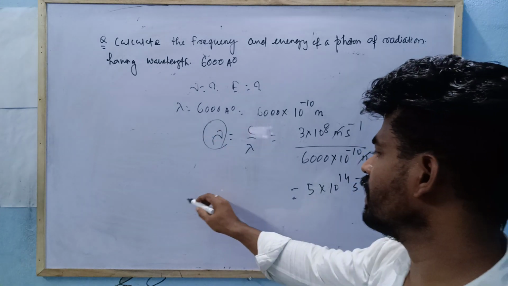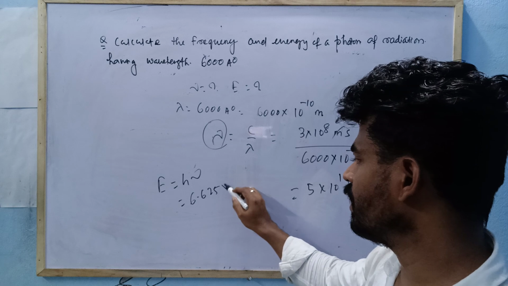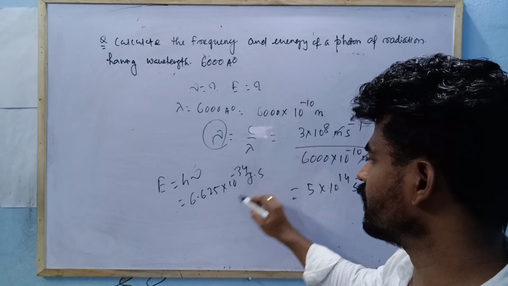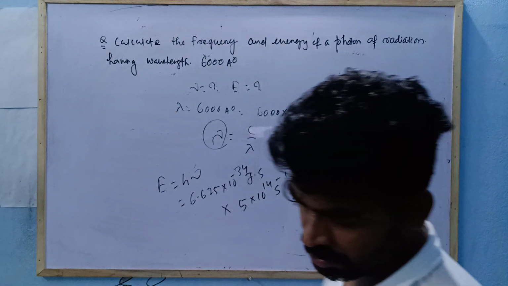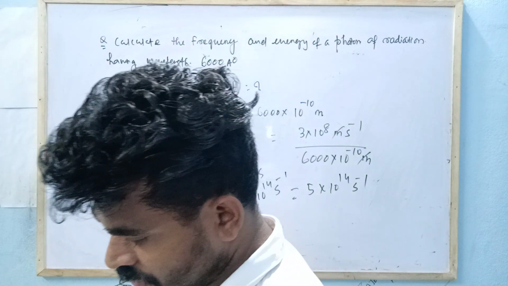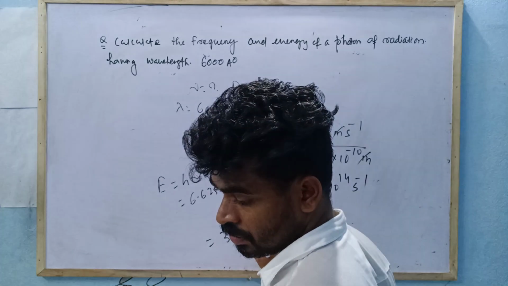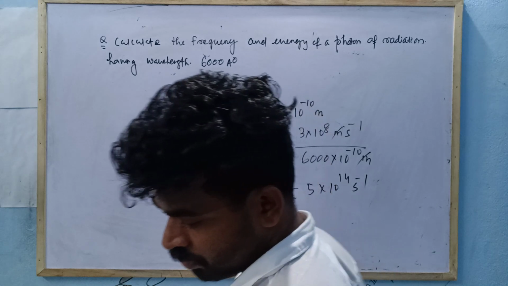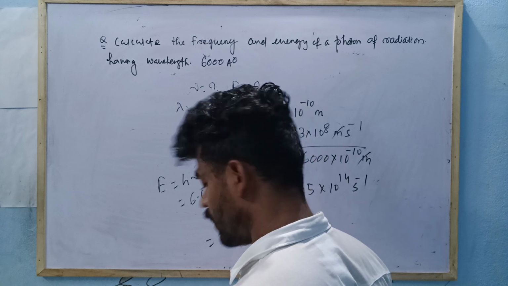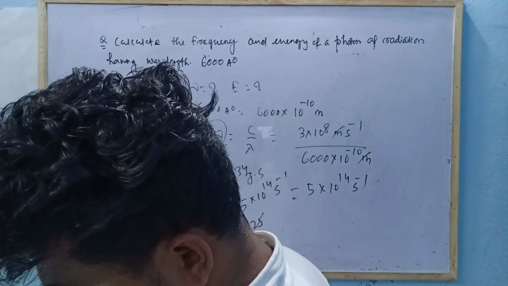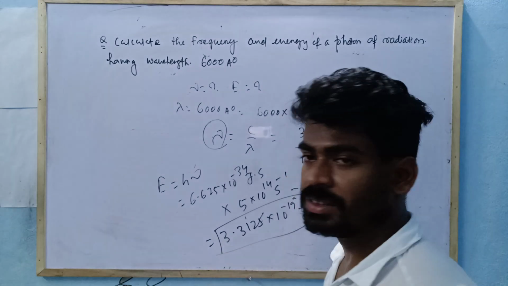Now you can calculate easily E is equal to h nu. The value of h I have told you, 6.625 into 10 to the power minus 34 joule second, into the frequency, 5 into 10 to the power 14 second inverse. Its value will be 3.3125 into 10 to the power minus 19 joule. So this will be its answer.